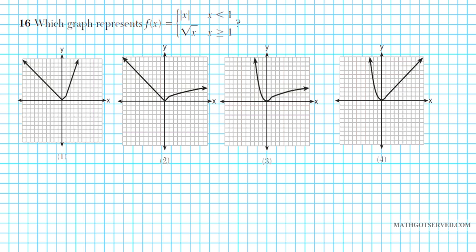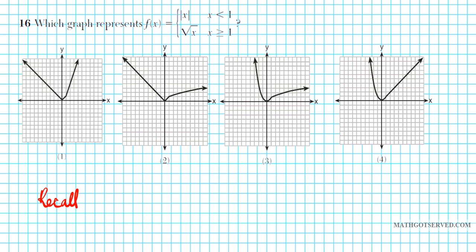F of x is a piecewise function where you have the absolute value of x when x is less than 1 and the square root of x when x is greater than or equal to 1. Now, if you want to do this manually, you just need to remember what your absolute value and radical function parent functions look like. Okay, let's sketch those real quick. So this is a real quick recall.